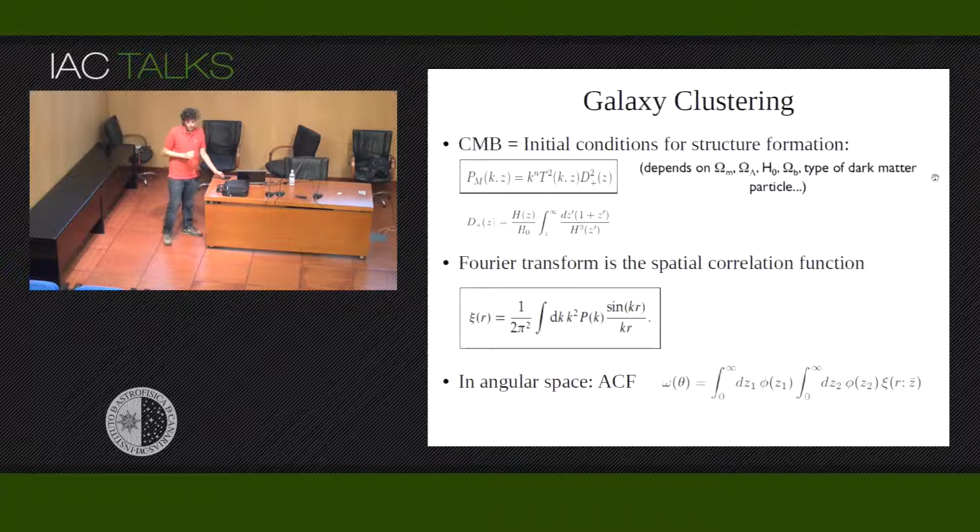So what we want to do is to study from data, to extract the power spectrum, and in that sense we can fit our data and try to obtain the content of the universe. As I say, in photometric surveys, because we lose the line of sight information due to the poor resolution in redshift, we have to move to angular space, which is basically an integral over redshift of the correlation function, the spatial correlation function.